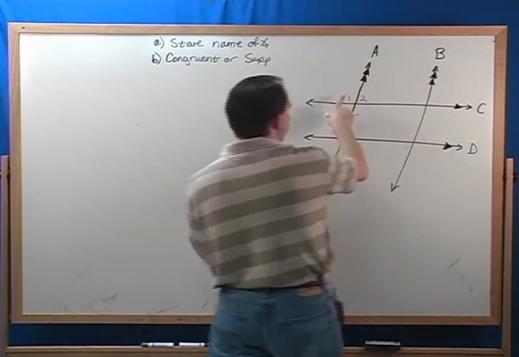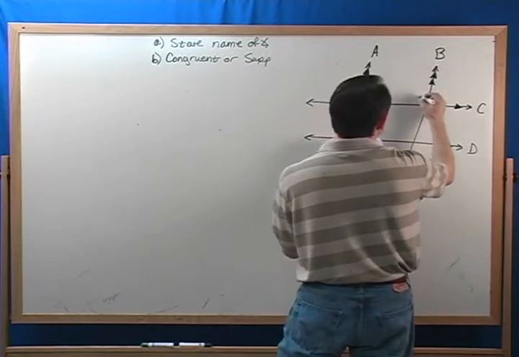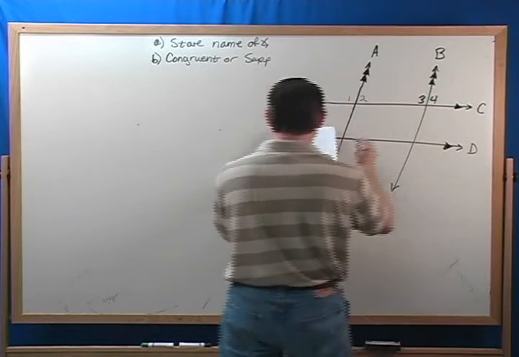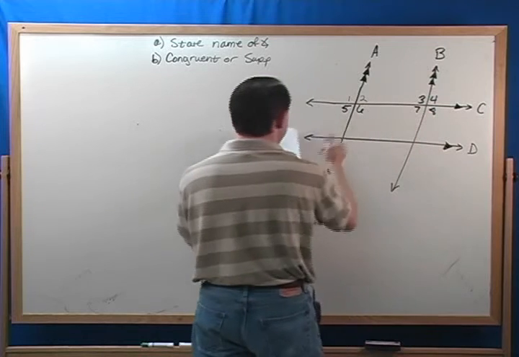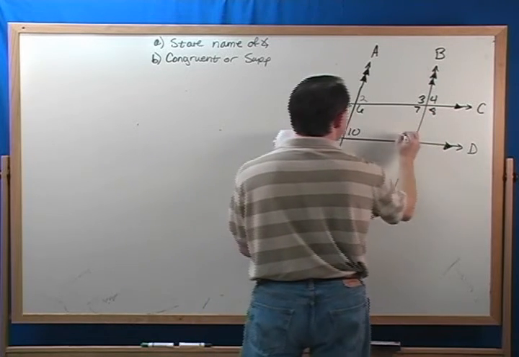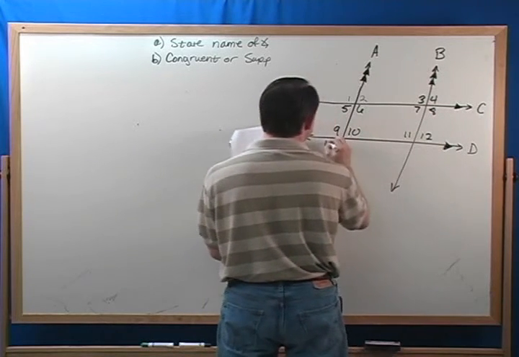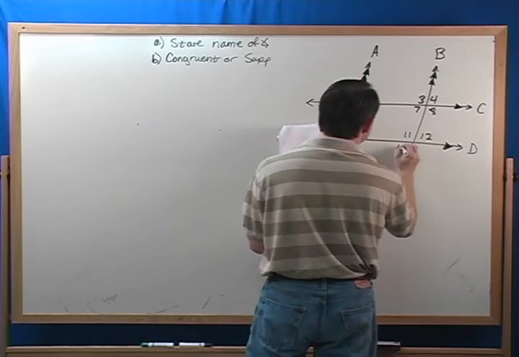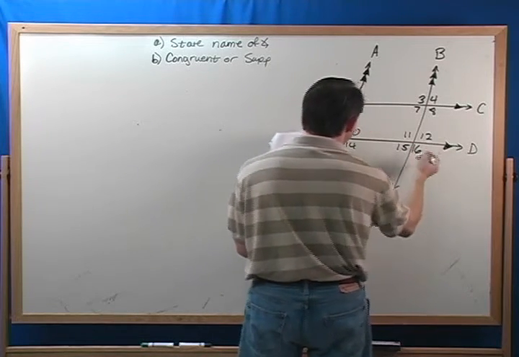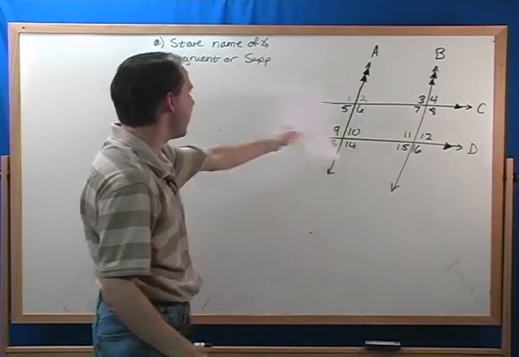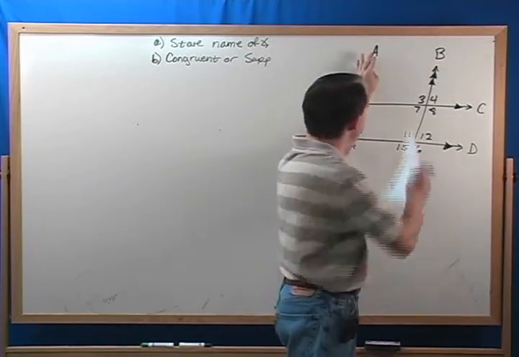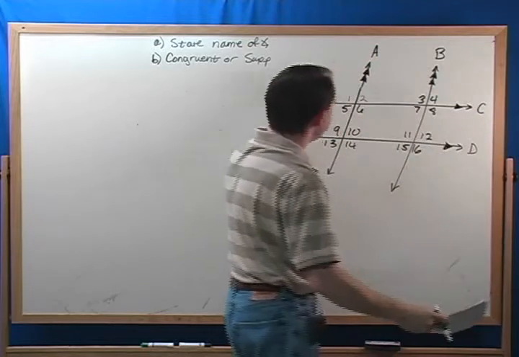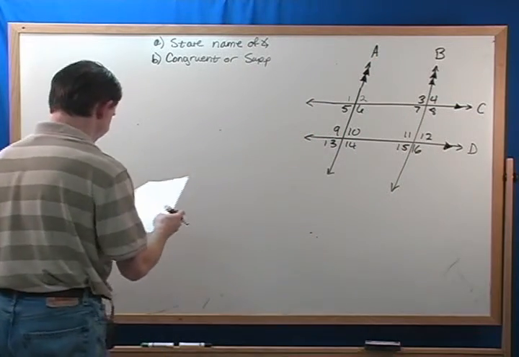Okay, so this is angle 1, angle 2. I'm just labeling now. Angle 3, angle 4, angle 5, angle 6, angle 7, angle 8, angle 9, 10, 11, 12, 13, 14, 15, and 16. And the only reason I'm doing that is just so I can reference them. There's nothing magic about these numbers. I'm just drawing a little bit more complicated picture. I mean, this is what we've been working with all along. I'm just making it a little bit more complicated.